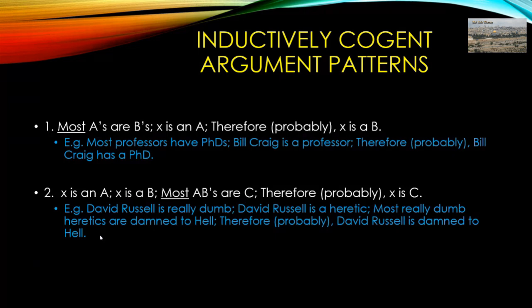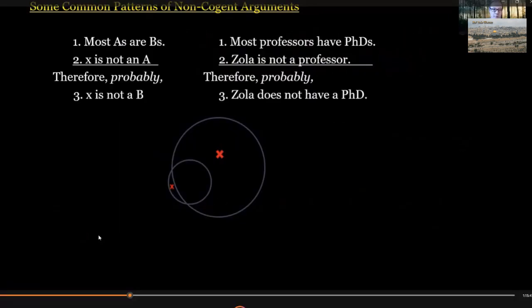So let's give a good real world example of this, right? Premise one, David Russell is really dumb. X is an A. Premise two, X is a B. David Russell is a heretic. Premise three, most ABs are Cs. Most really dumb heretics are damned to hell. Conclusion: therefore, probably David Russell is damned to hell. That's a perfectly cogent argument, and it logically follows. The conclusion is probably true. That's correct.